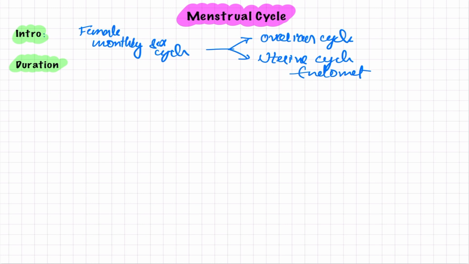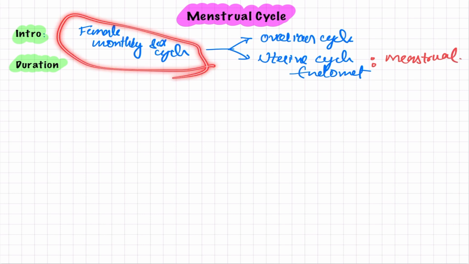And to add one point, most of the authors consider this uterine endometrial cycle as the menstrual cycle, but some also consider this female monthly sexual cycle as a menstrual cycle.